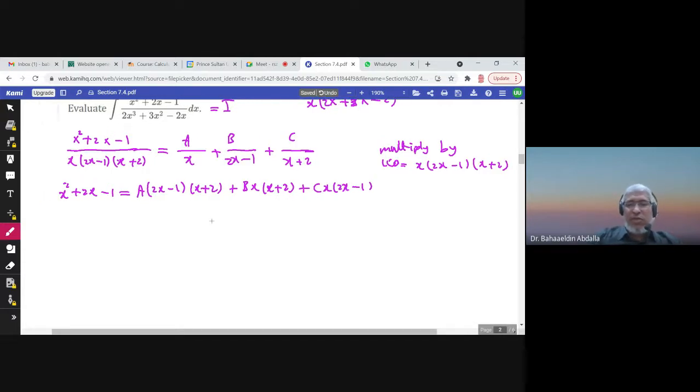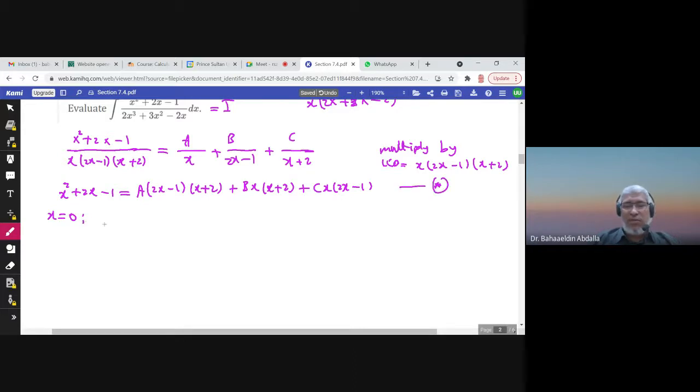So the first step in finding a, b, and c is to get rid of all the denominators like this. And now, what are the zeros of the denominator? We have x, the zero of x is 0. So I substitute x equals 0 in this equation. Let me call it star, okay?